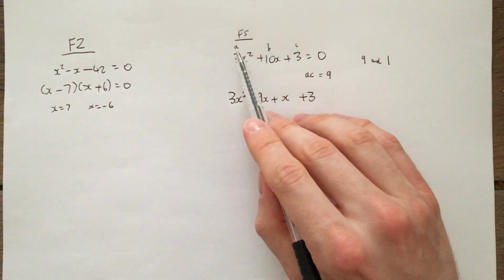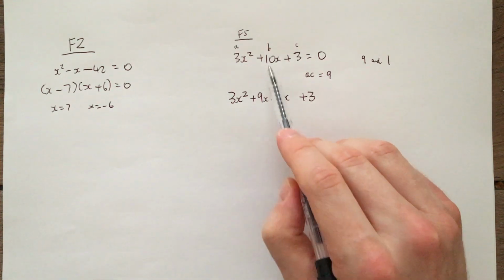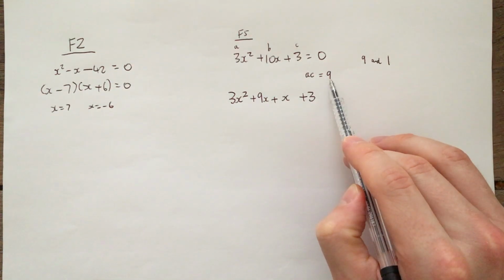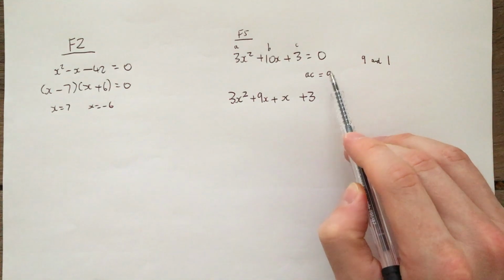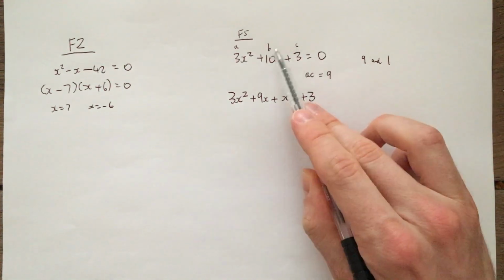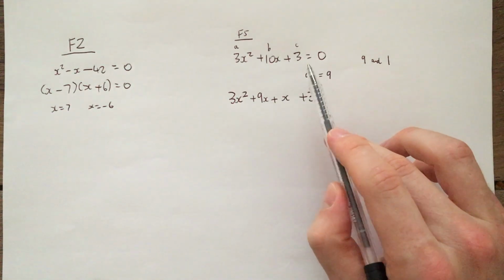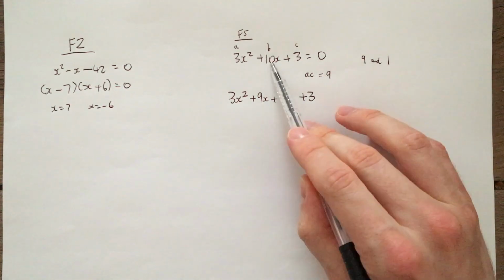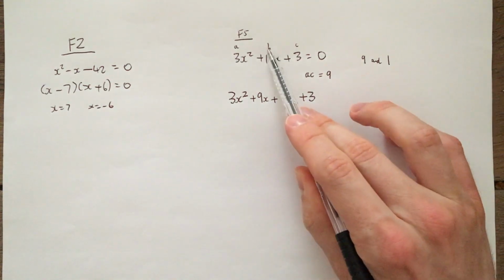So step 1, label A, B, C. Step 2, find AC. Step 3, find two numbers that multiply to get this answer and add to get this answer. Step 4, write those two numbers in place of B.